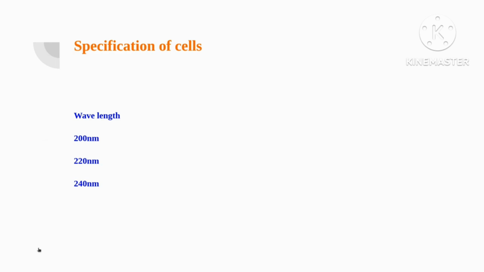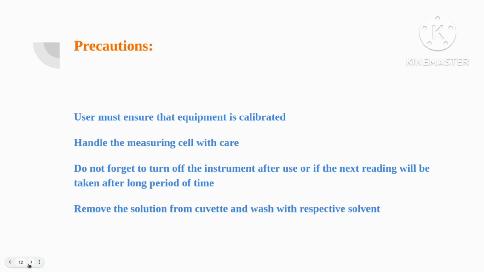Next one, cleaning procedure. The general precautions for the UV spectrophotometer are like this. The user must ensure that the equipment is calibrated. Handle the measuring cell with care. Do not forget to turn off the instrument after use, or if the next reading will be taken after a long period of time.